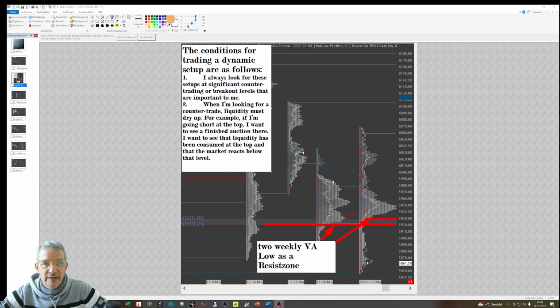Today I will tell you about the conditions for a trading setup with a dynamic style, and I will show you two examples. The first step I do every time I look for a setup at a significant counter trading point, and this is, for example, here the two value areas from a weekly point.